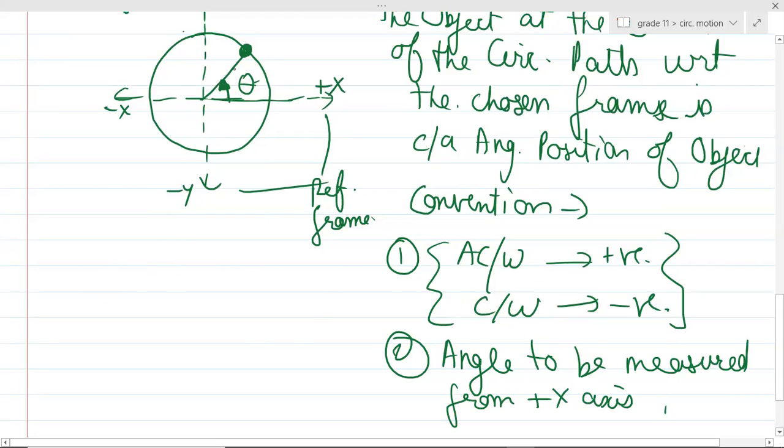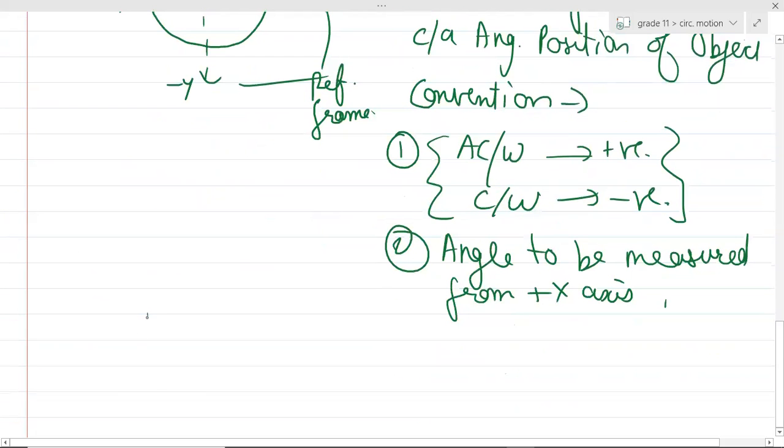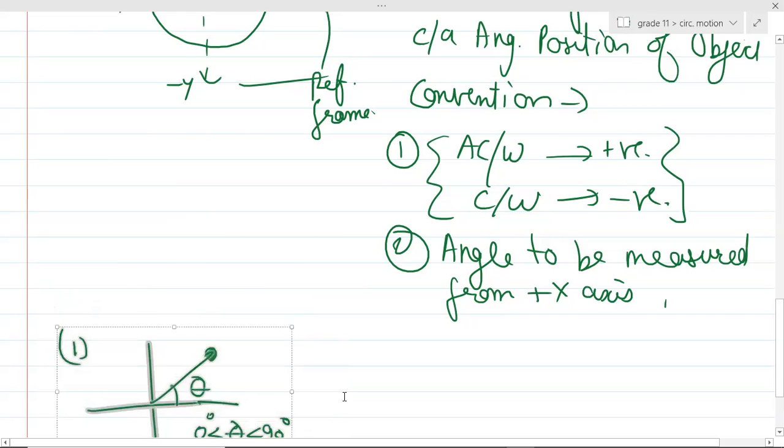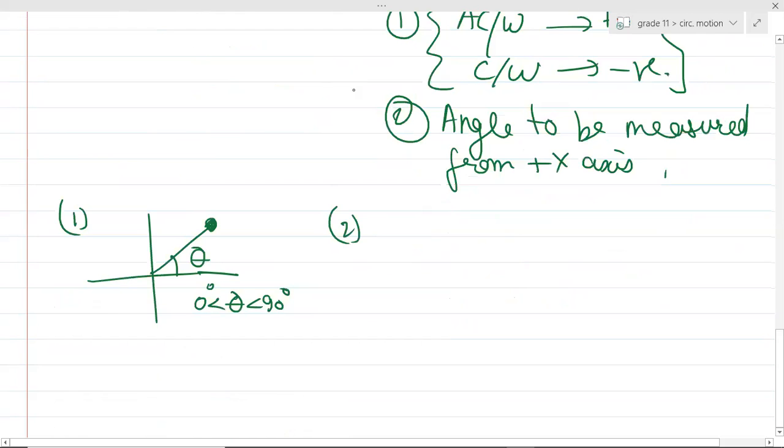For example, whenever the object is in the first quadrant, it is easier for you to define, right? The object is over here in the first quadrant, then theta is between 0 and 90 degrees. Yes or no? Then it is easier for you to define. Everyone knows how to define it, right? If the object is in the second quadrant, then how will you define it according to this convention?